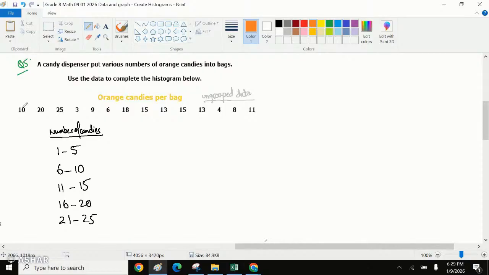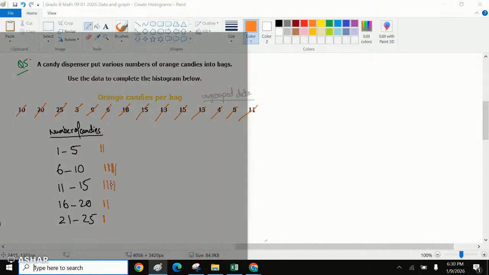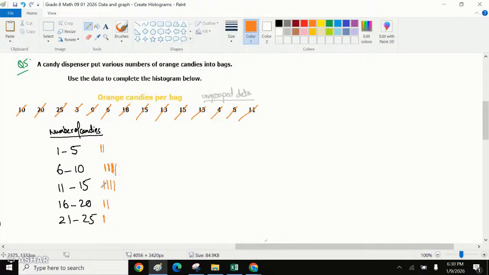Let's do tallymarking. This was 10. We put 1 over here. Tallymarking means we would count the number of repetitions. 20, we put 1 bar. 25, we put 1 bar. 3, 1. 9, second bar. 6, another bar, right? 18 is in this range. 15 is in this range. 13 is in this range. 15 is in this range. 13 again is in this range. We have a 4 in this range. 8 is in this range. And we have an 11. 11 is in 11 to 15, right? That is the fifth value.